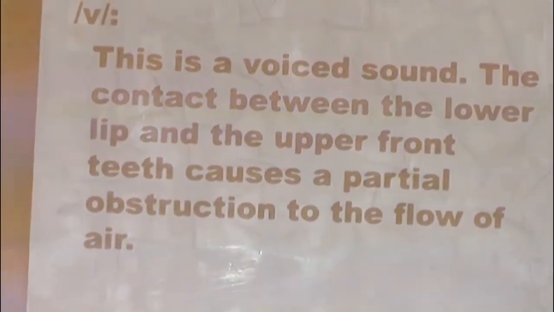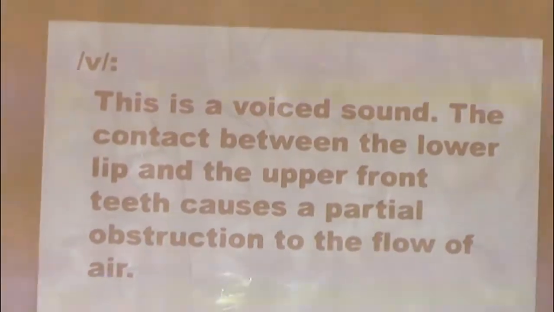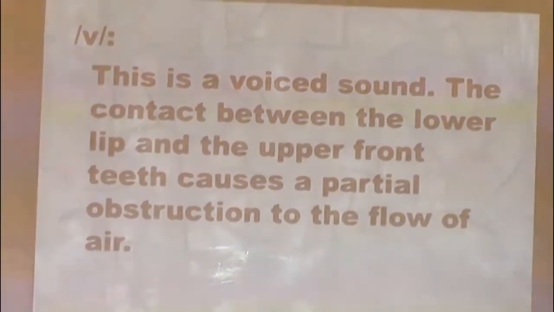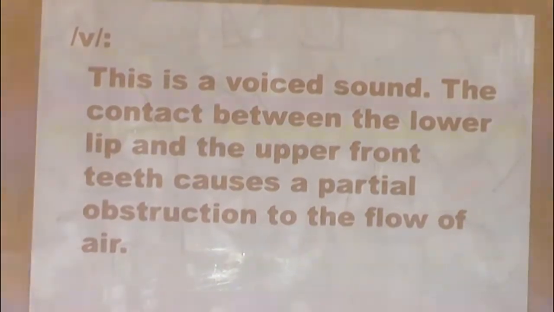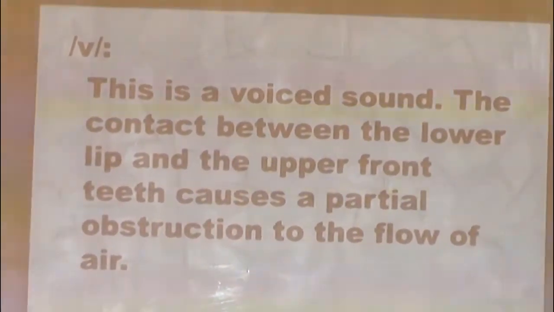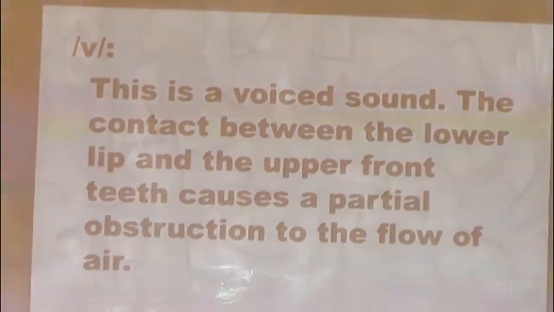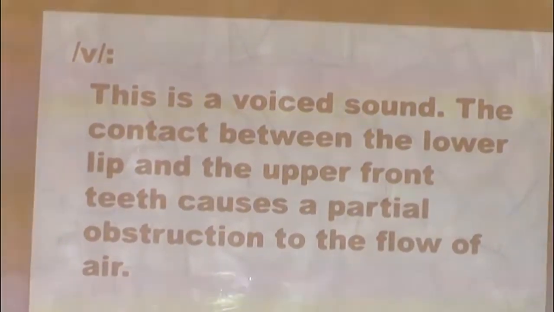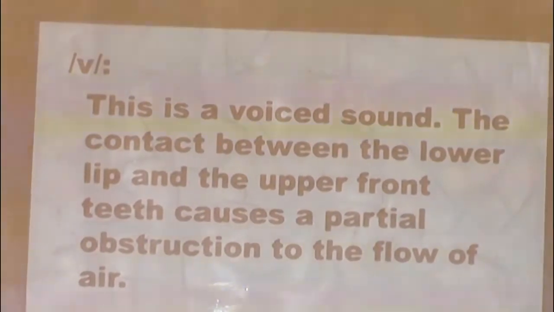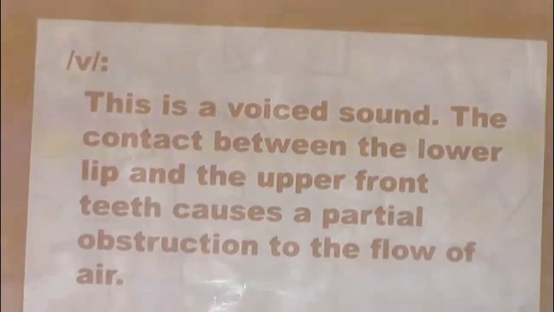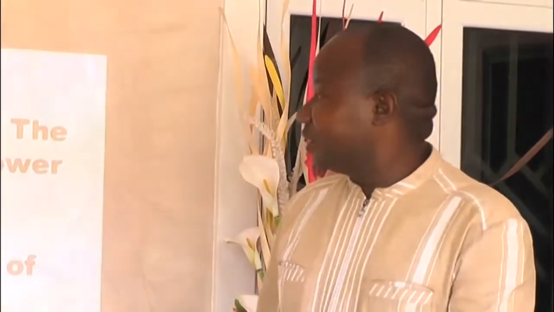Then we have the next sound. It is articulated the same way as the previous one, but the major difference is that this sound is a voiced sound. It is the va sound, pronounced as va, with the upper teeth and the lower lip. The major difference is just that the fa sound, the first one, is voiceless, while this one, va sound, is voiced.